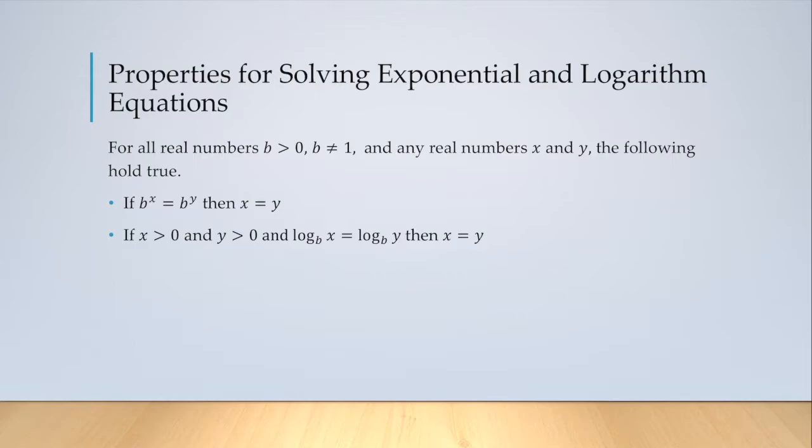For all real numbers b greater than 0, where b doesn't equal 1, and for any real numbers x and y, the following hold true. If I have b to the x equals b to the y, then x has to be equal to y, right? That kind of makes sense. Like if I have 2 to the x equals 2 to the fourth, x has to be the fourth. If I have log base b of x is the same as log base b of y, then I also have x equals y. And we're going to use this property to solve some examples.